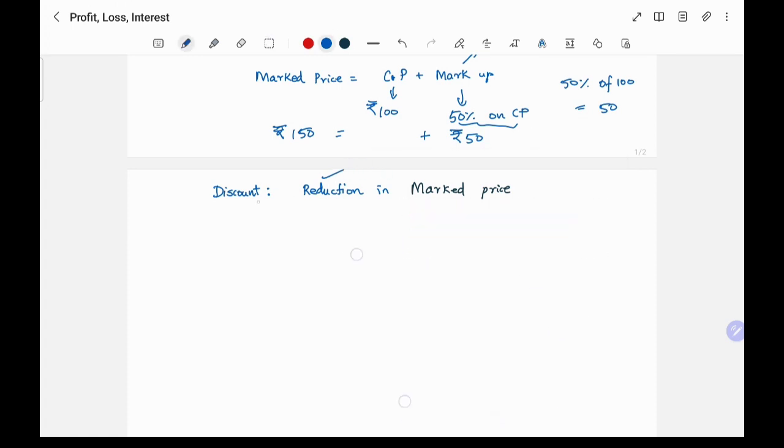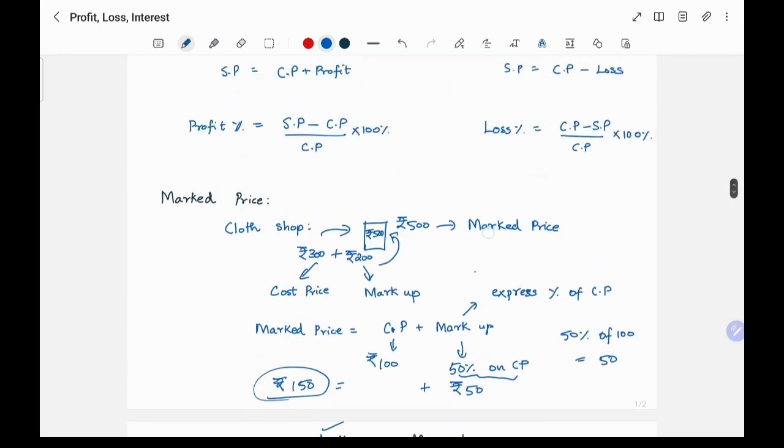So reduction in market price is discount. Let's say they are giving 10% discount on the same 150 rupees market price. Then the final price we need to pay will be 150 minus 10% of 150. So 10% of 150 is 15. 150 minus 15 is 135 rupees. So this is the concept of discount.